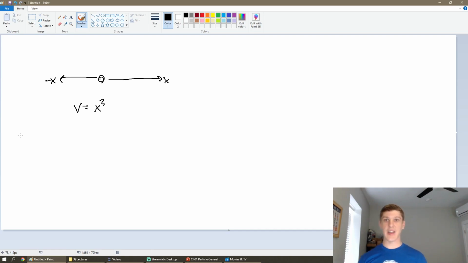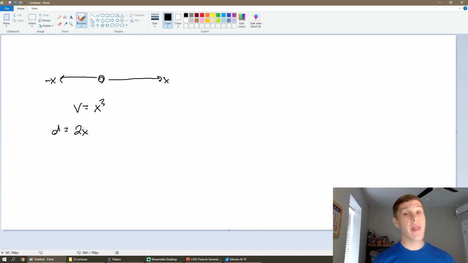Well, you would say, Zach, that's easy. I know what the acceleration is. It's just the derivative of velocity. So you would say that acceleration is equal to 2x. And that would not be correct, because acceleration is defined to be the derivative of velocity with respect to time, not with respect to position.